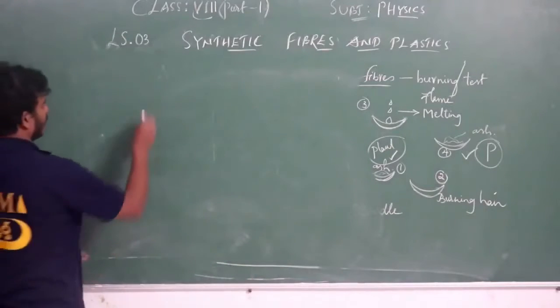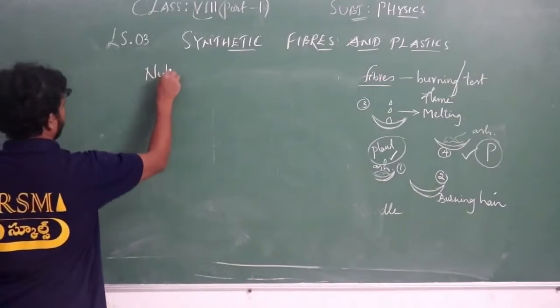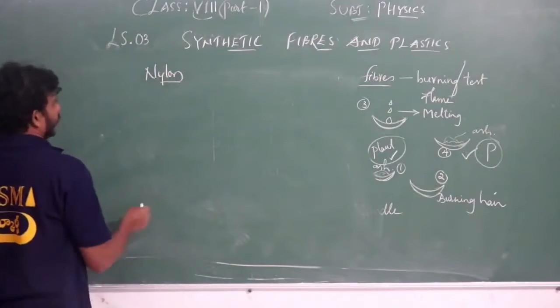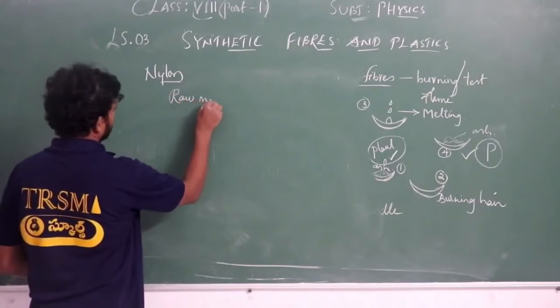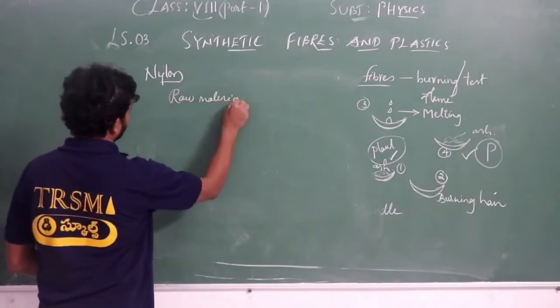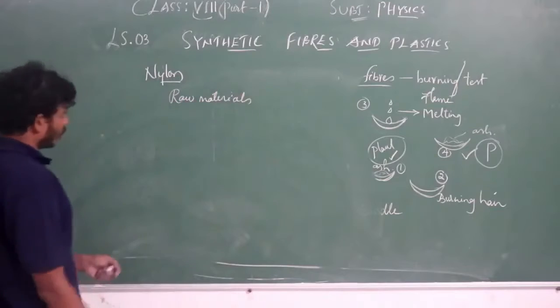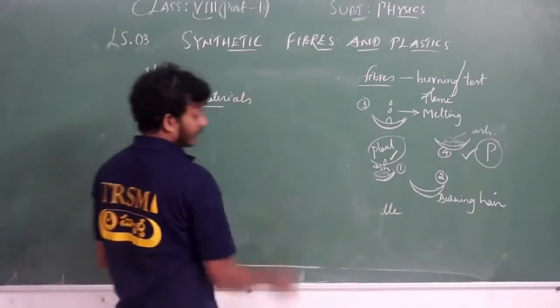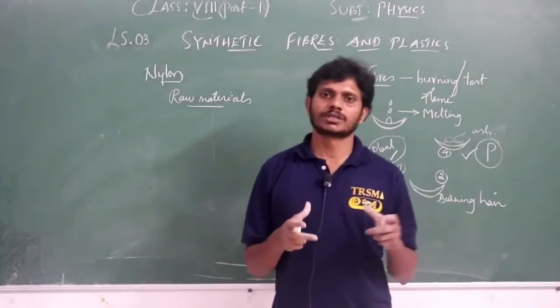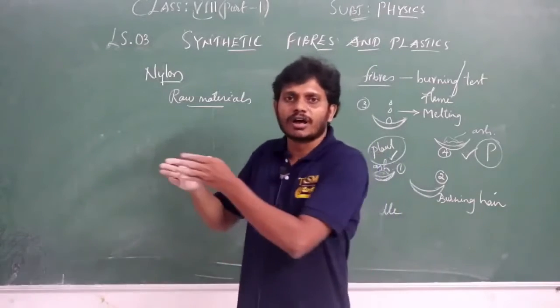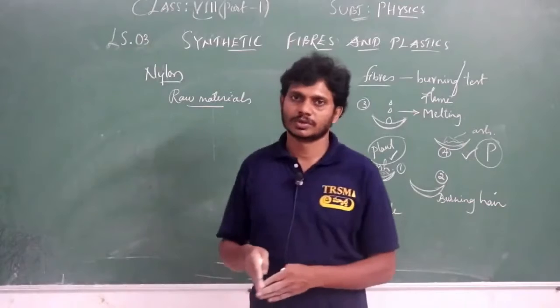This is prepared from... this is the topic nylon. Nylon, it is prepared. What are the raw materials? Do you know what the raw materials are? What do you mean by raw material here? A substance which is used or which is helpful in processing of another new compound.